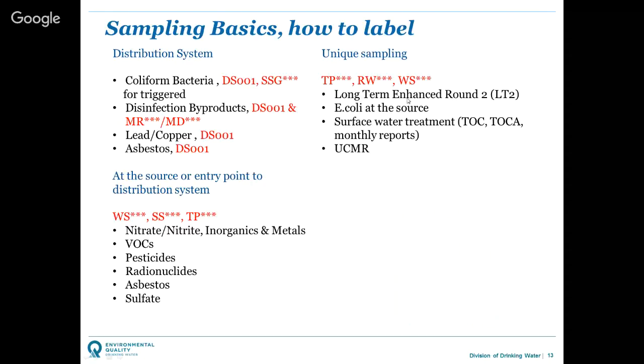Unique sampling, typically TP, raw water, or WS. Again, that's a big one to check your monitoring schedule or check with us, because UCMR is not on your monitoring schedule. It's separate. At the source or entry point for the distribution system, it's going to be a WS, an SS, a TP, or an SSG for any. Do you have an SSG for nitrate? No, only for coliform. Nitrate, nitrite, inorganics and metals, VOCs, pesticides, radionuclides, asbestos, and sulfate: for any of those groundwater sources, you're going to have it tied to that source.